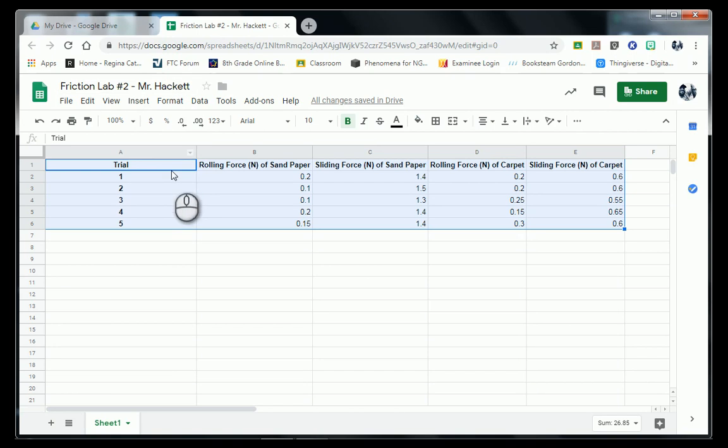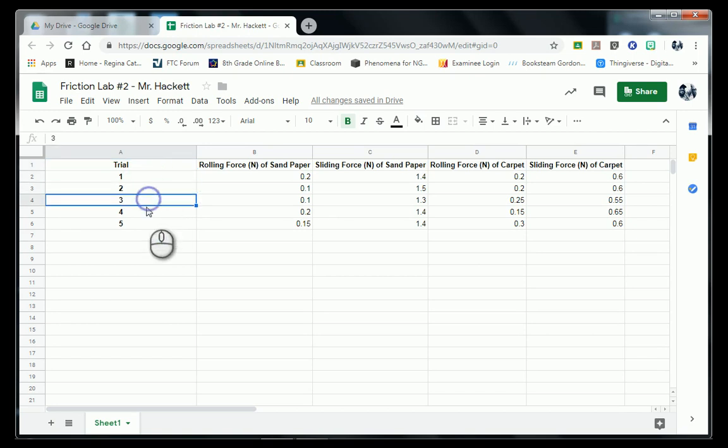All right. So first things first, I'm going to ask you to put in column A your trial. We did 5 trials. So we're going to do 1, 2, 3, 4, 5.